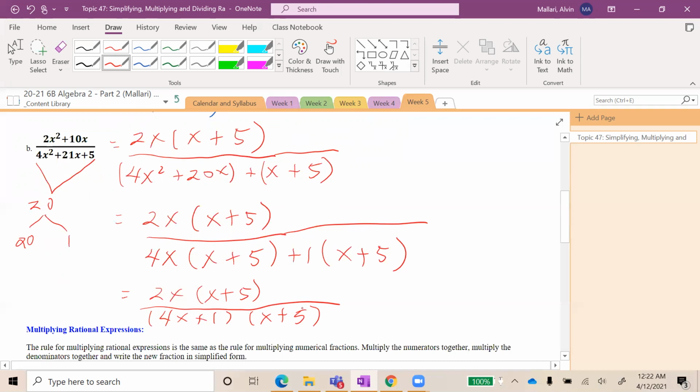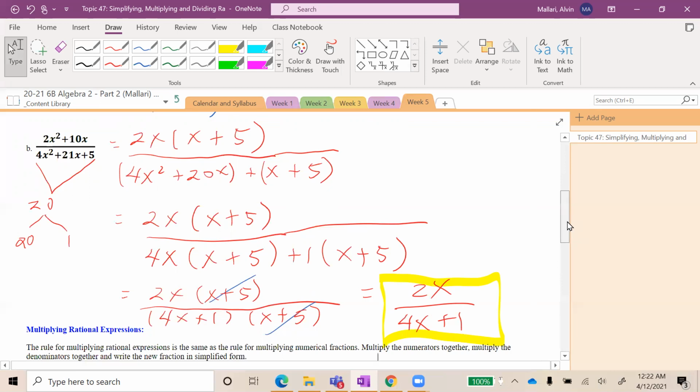All right, so after factoring the numerator and the denominator, we can then simplify by dividing out any common factor. So x plus 5 divided by x plus 5 will give us 1. Okay, what remains would then be 2x divided by 4x plus 1. So this will be our final answer.